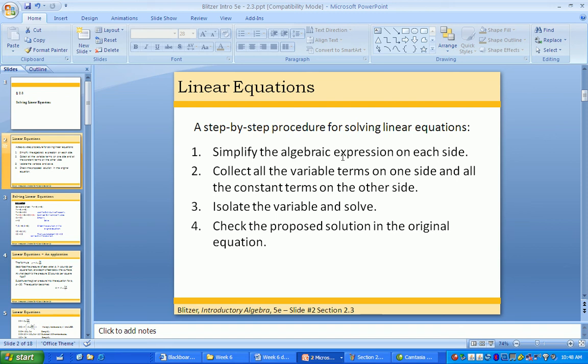Simplify the expression on each side, collect the variables on one side and constant terms on the other, isolate the variable, that means to get a 1 in front of it, and check the proposed solution by plugging the value you get into your original equation.